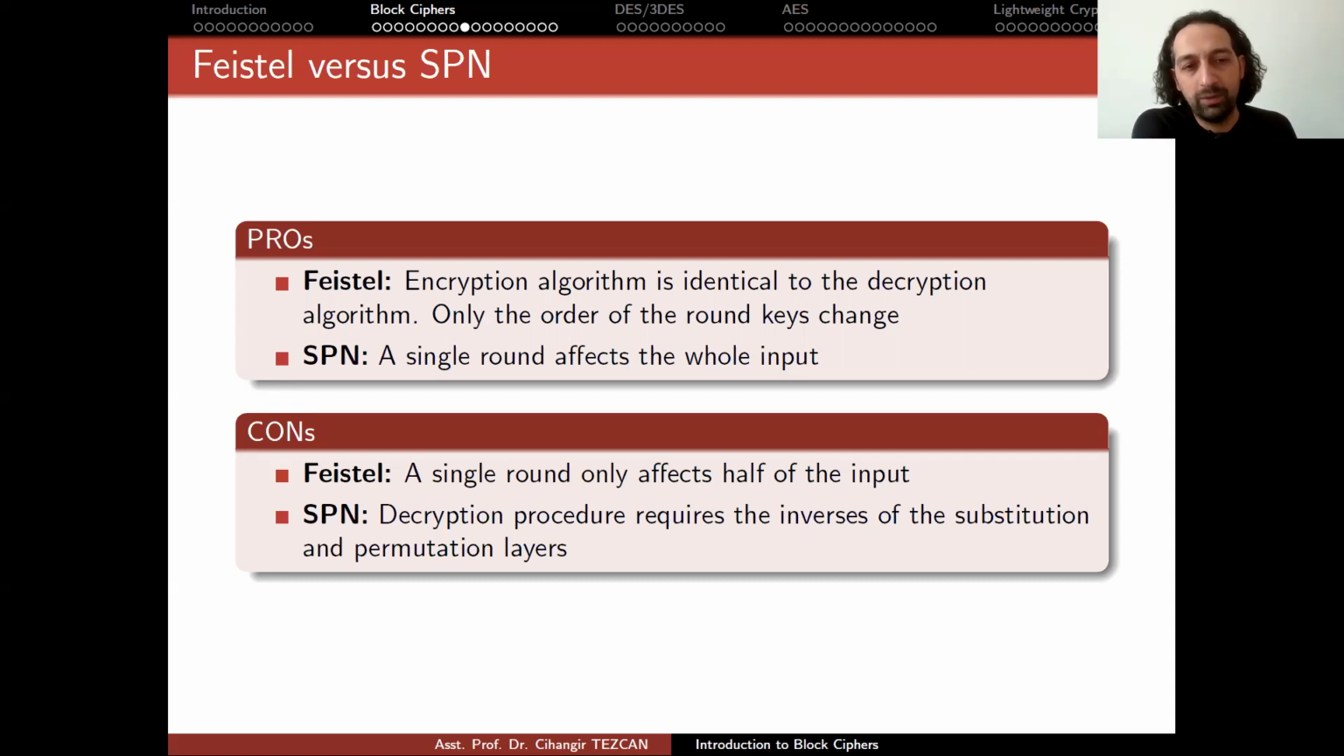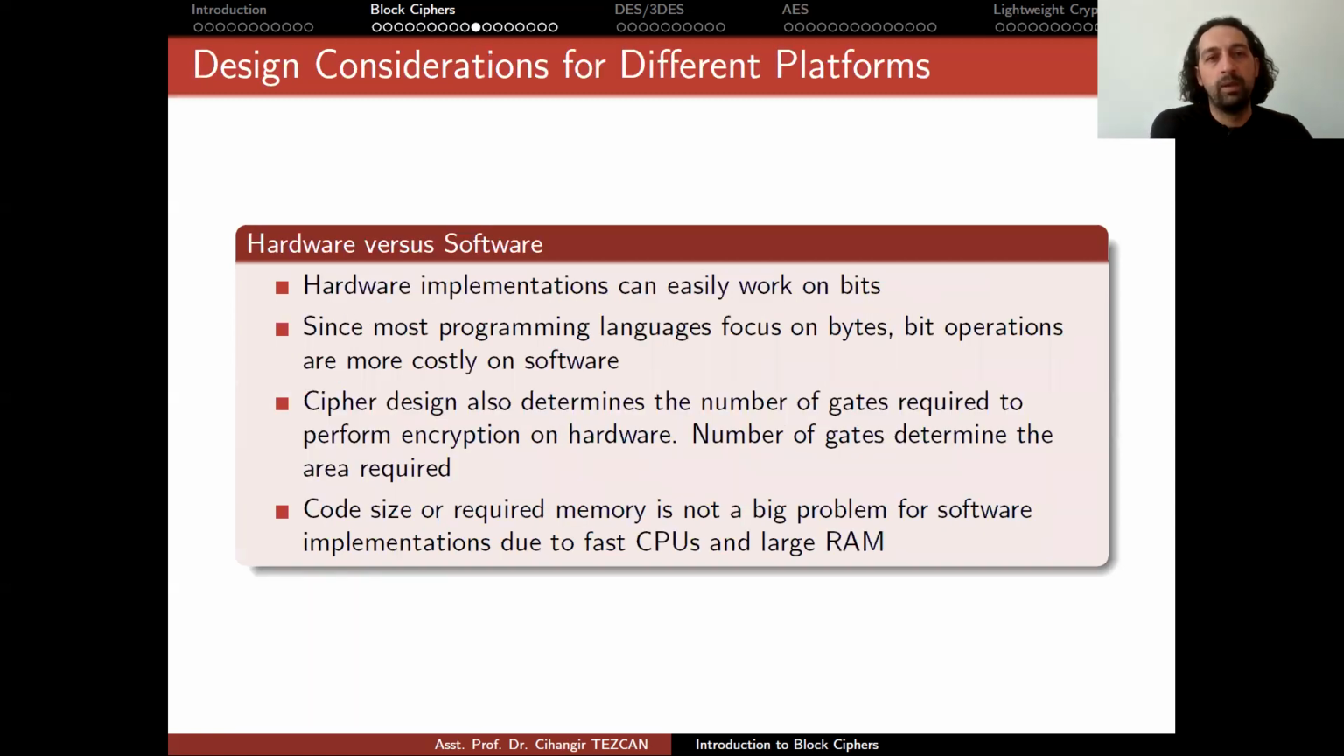And for the SPN, the cons are as follows. The decryption procedure requires the inverses of the substitution and permutation layers. So again, this might increase the code size, or it might increase the area that is required on hardware to implement these algorithms.